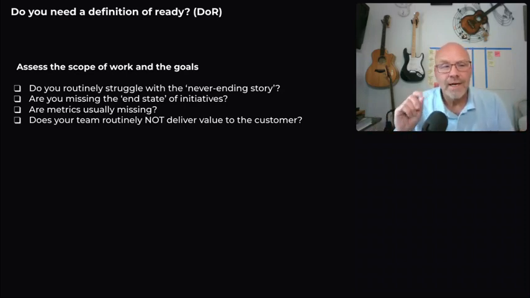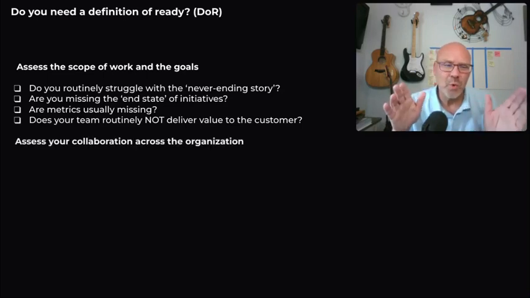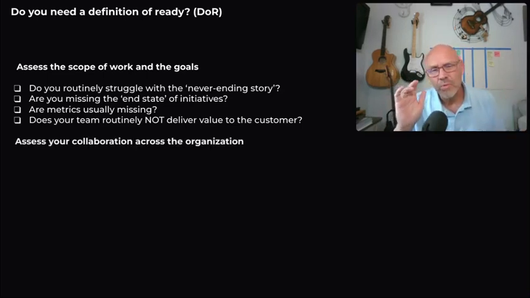If we're not delivering value to the customer, it could be a sign that we're still not real clear on what it is we're wanting to do. Are we working on the right things? Because you can do the things right all day long, but you may not still be working on the right thing. You may have the best quality of code in the history of programming, but you're not delivering the right thing. So if we're routinely not delivering value to the customer, you could qualify for looking into a definition of ready for your team. It just shores up the whole thing. So that's the assessment of the scope of work and the goals piece.